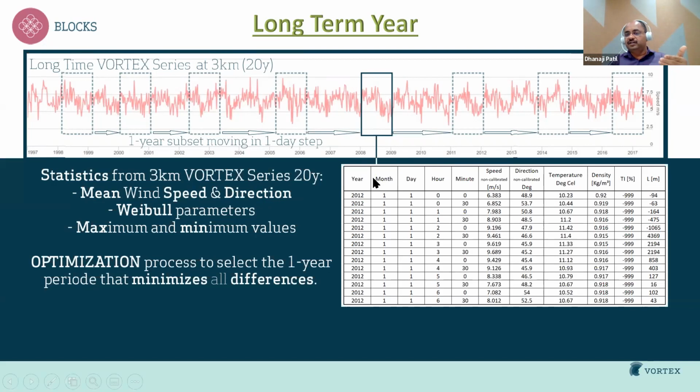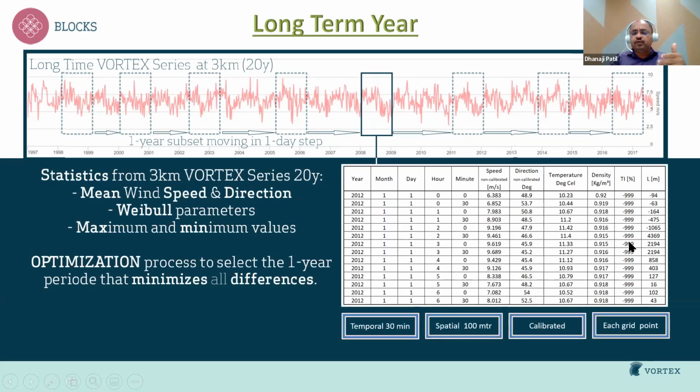It will have 30 minute time series data. It will have a mean speed column, direction column, temperature, density, and stability parameter. Then when we compare this series with the long-term series, the long-term series is hourly, while this particular series is 30 minutes in temporal scale. The long-term series you may have at one or two points, at 3 kilometer spatial resolution, and this series you will have at each node point, at 100 meter resolution.